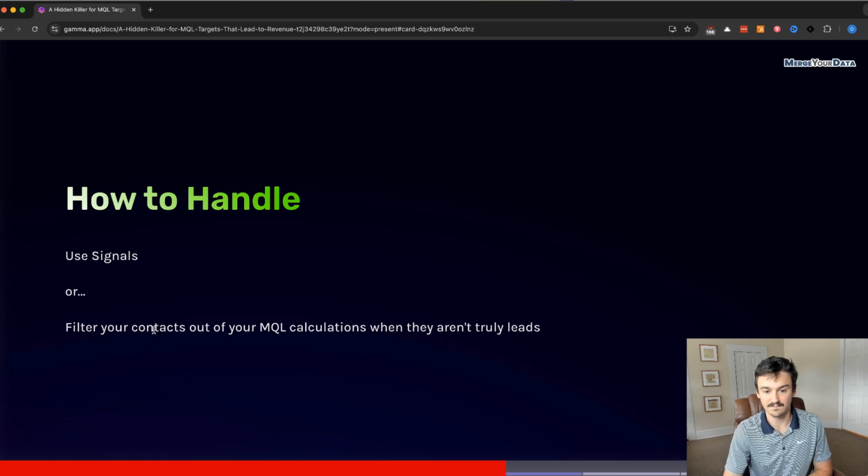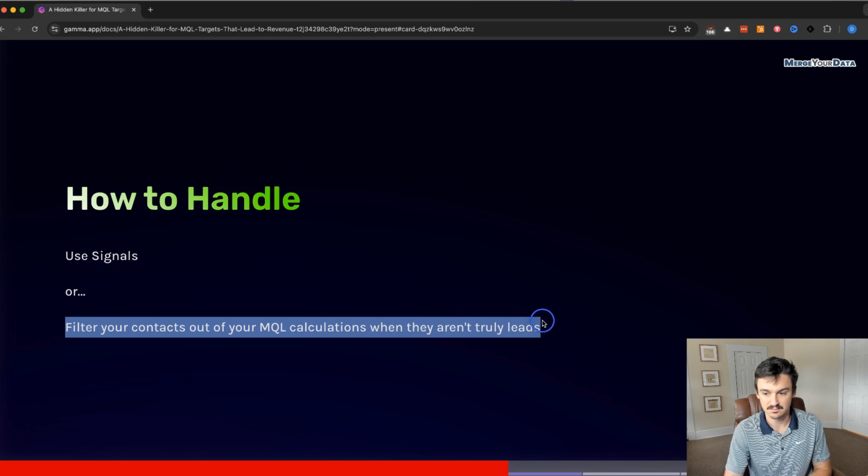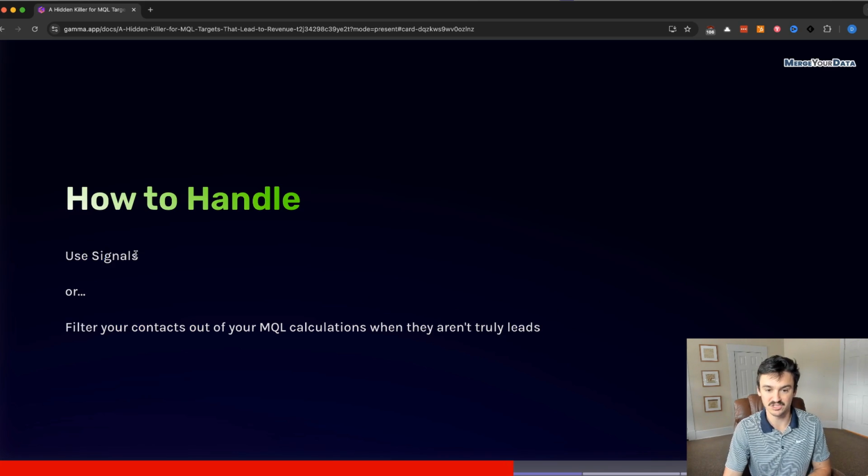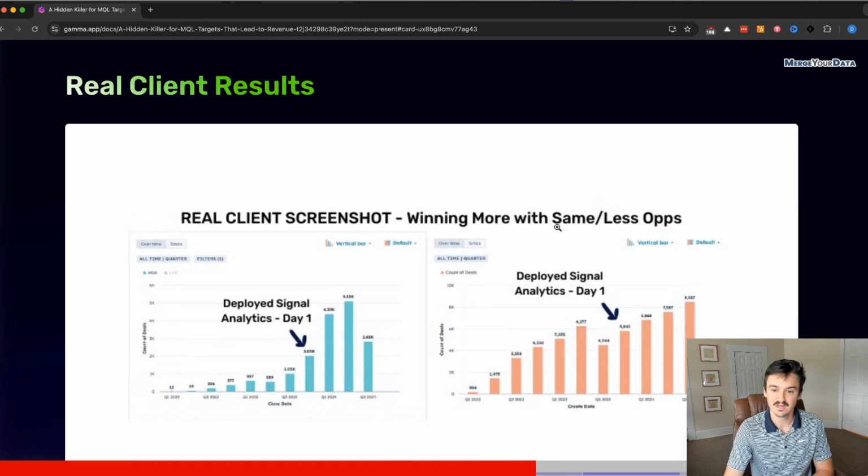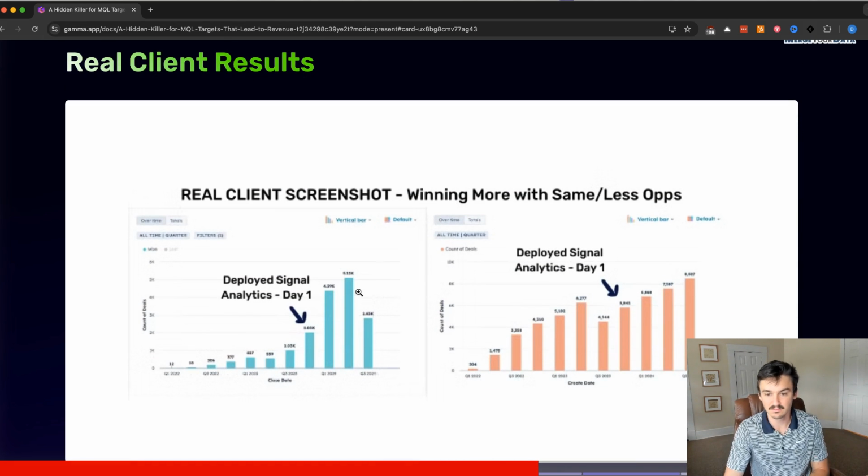For our client, they wanted to do this, so that's what they did. It's not the recommended approach. The recommended approach is just to use signals, which they still will do, but they're also fixing the root problem. They're going to filter out the contacts from their MQL calculations that aren't truly leads. So instead of going back and fixing it, they're just going to filter out their reports. It is what it is because, like I said, signals will have you work around it anyway. This is one of the same examples that we've gone over in previous videos.